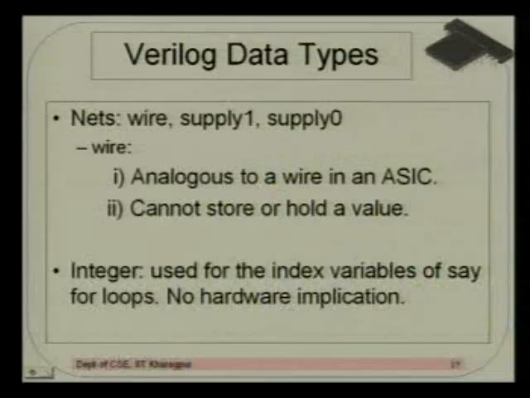Okay, but apart from that, what we will see in our lecture class and in our laboratory sessions, the most commonly used two data types are wire and the other one is reg. Okay. So a wire, as I told you, is analogous to a wire in an ASIC, and it cannot store or hold any value, but it is continuously being assigned. Okay. There is another data type also that is commonly used. It is an integer data type, but this integer data type is used generally as an index variable, for example for for loops, for while loops. Okay, but it doesn't have any hardware implication.